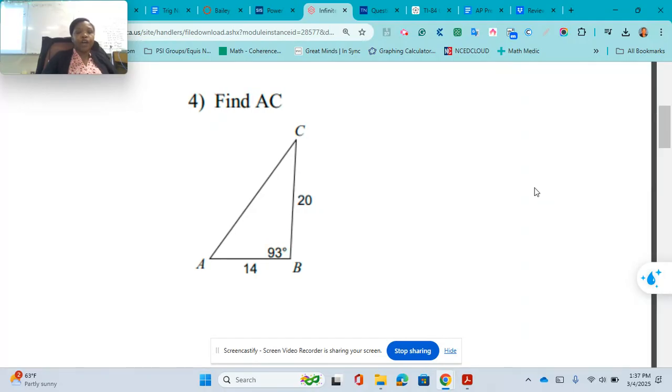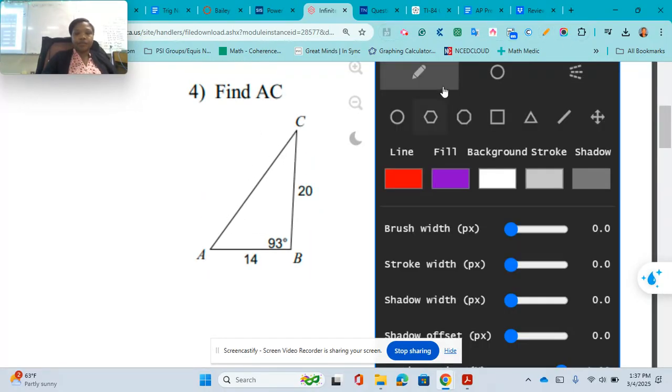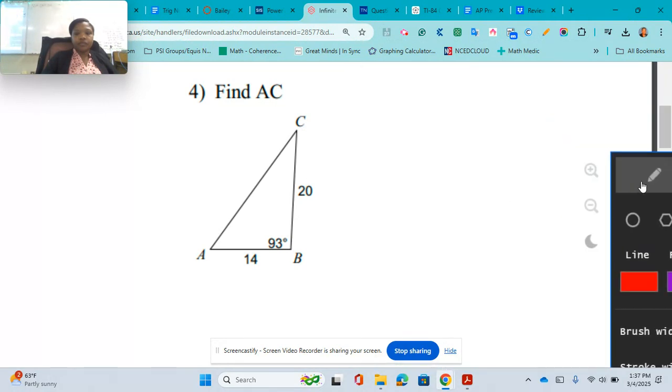Now we are looking for AC. AC is little what? Which one, A, B, or C? Little b. Because it's opposite from the angle B, so AC is little b.